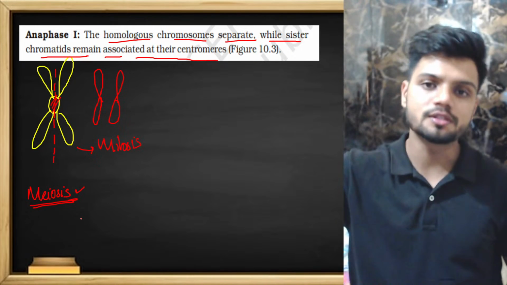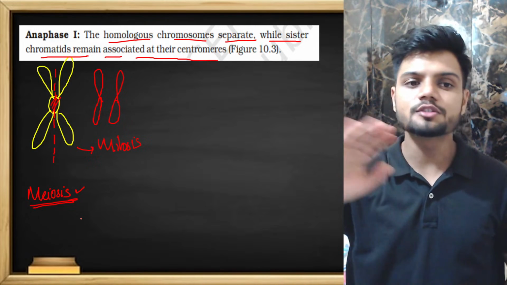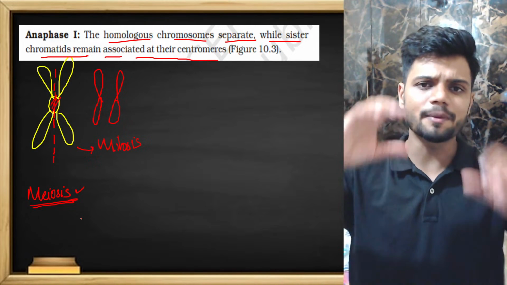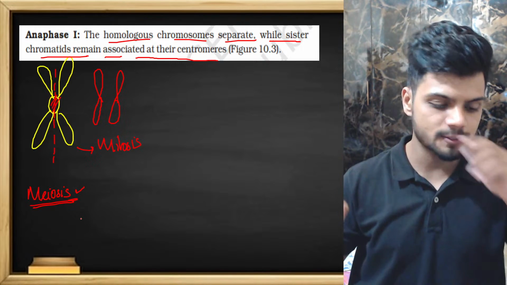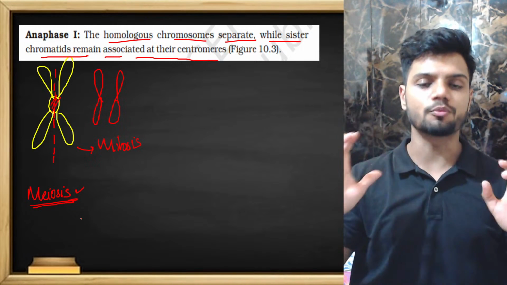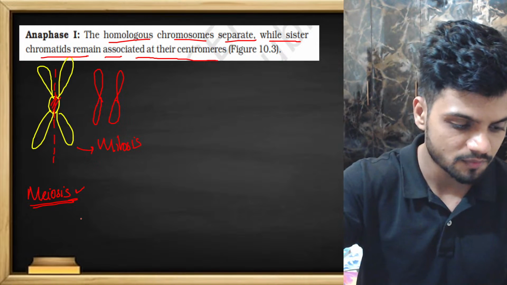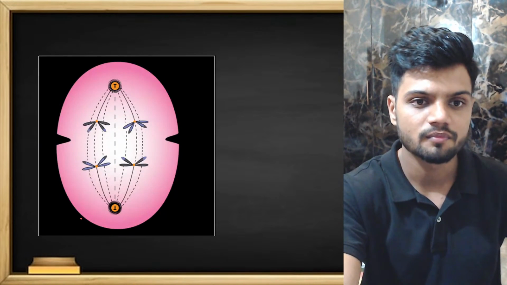All of you will tell me false, sir. False, because the centromere is not splitting in anaphase 1. There is only separation of homologous chromosomes. No splitting is happening here. It's a false statement.